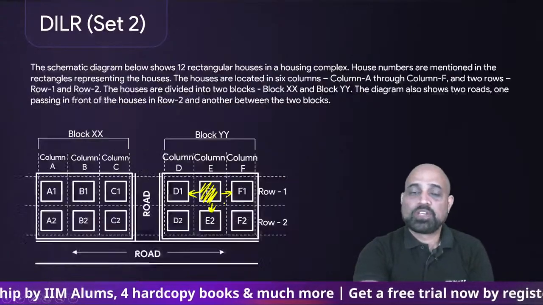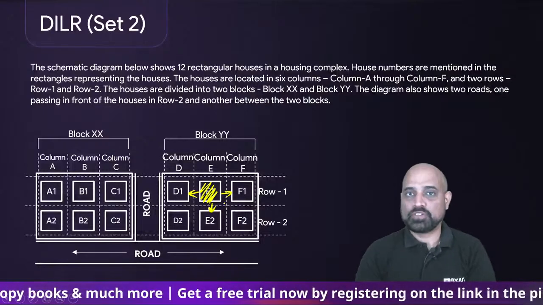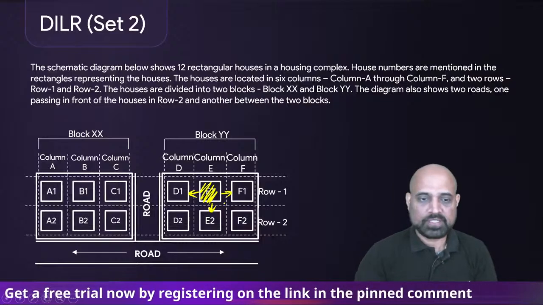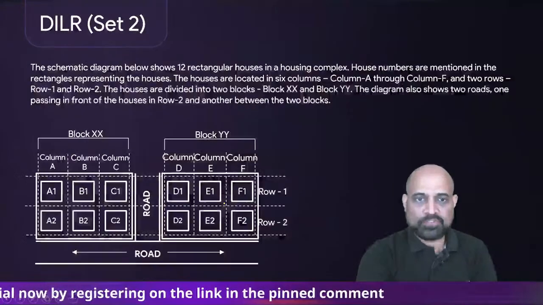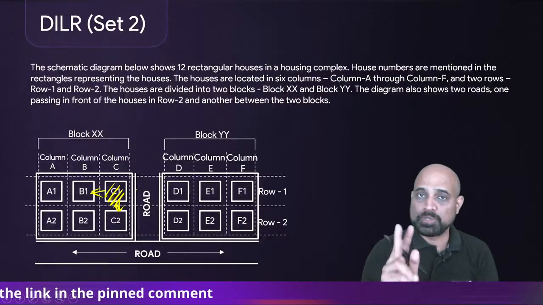Neighbor count, sorry. So E1 can have a maximum neighbor count of 3. जरूरी नहीं है तीनों रह रहे, पर maximum neighbor count 3 हो सकता है. ठीक है? Similarly, we have for C1. If we look at C1, its neighbor count is going to be 2.